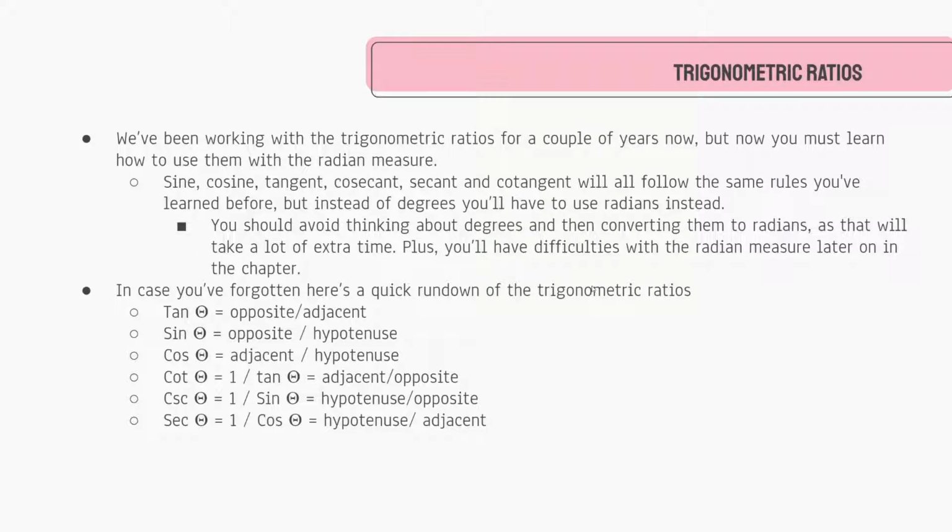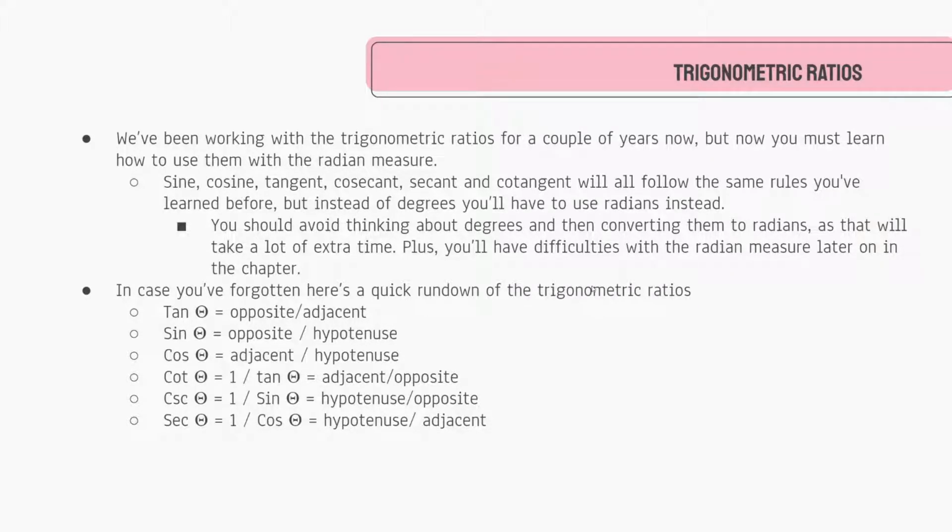So let's get started with the trigonometric ratios. We've been working with them for a couple of years now, starting in grade 10 for most of you, but by now you should know how to use them and how to derive them. The 6 trigonometric ratios we have are sine, cosine, tangent, cosecant, secant, and cotangent. And all of them you know how to derive, right? For this chapter, or for all of this course essentially, there's a little bit of a catch, and that's we're gonna start using them with radians rather than degrees. That's it. That's all that's new.